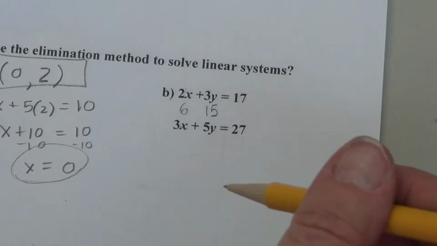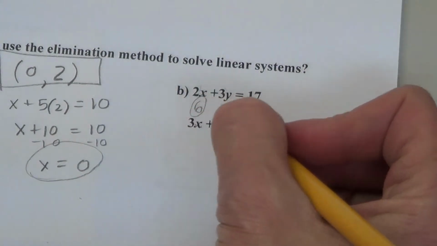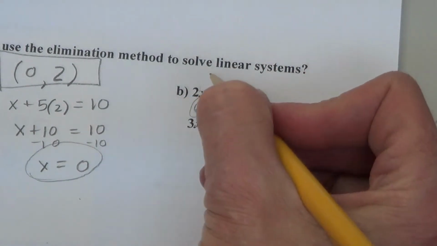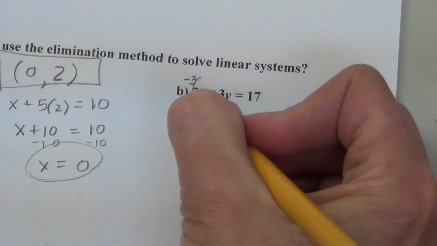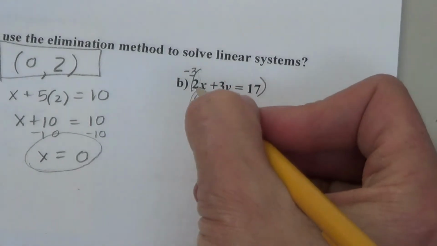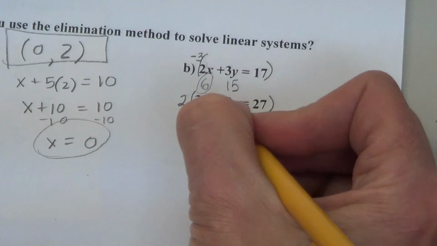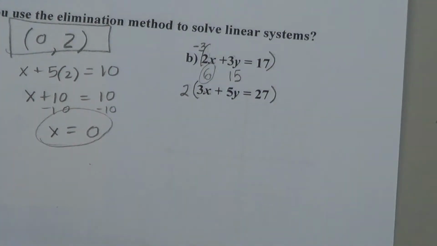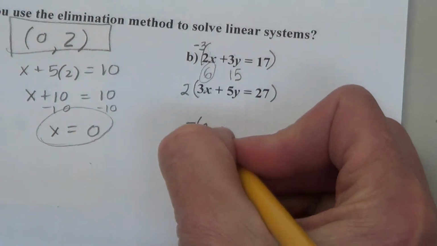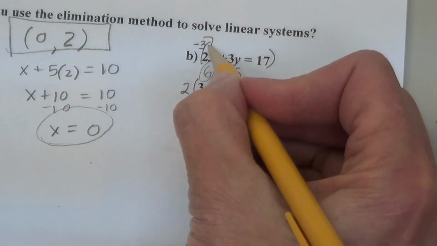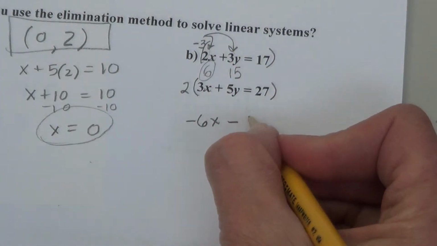I like to keep mine small, so for the video I'm going to show you with the 6. I'm going to choose to multiply this top one by -3 to get -6, and I'll multiply the bottom one by +2 to get +6. You always want them to be opposites. So -3 times 2x would be a -6x. -3 times 3y is a -9y.